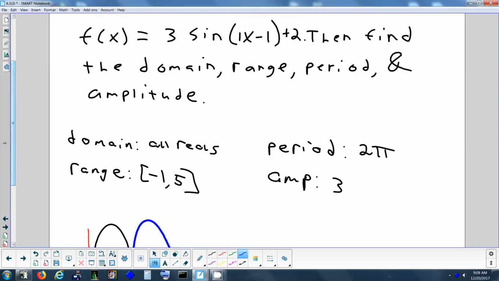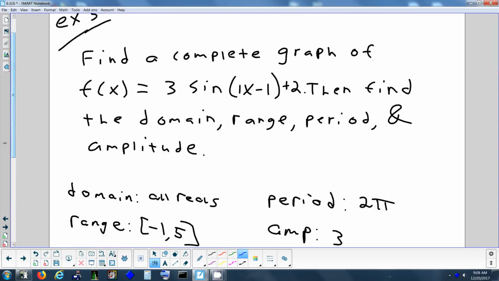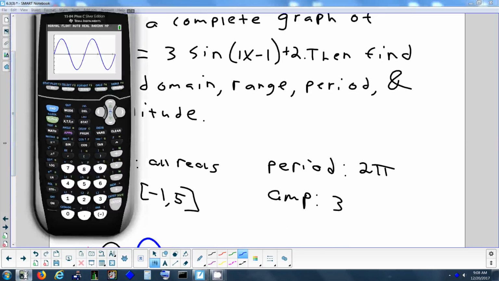The picture looks different if you were to graph it, but none of those things change. Okay, and then find a complete graph. All right, so let's type this in. 3 sine x minus 1 plus 2. Because I already found my range and my period, that really helps me to set my window.